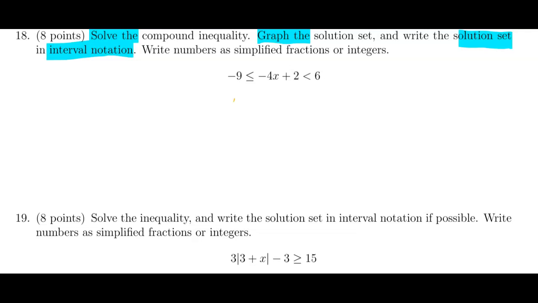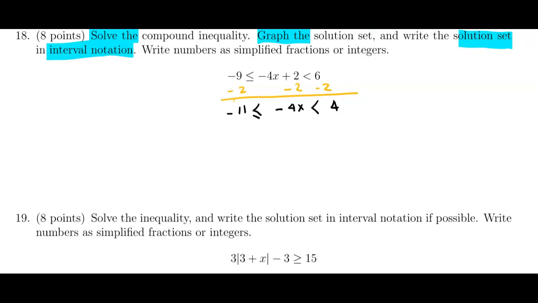So the first step is obviously to isolate the x's. We're going to use the traditional way, which is -2 here, -2 here, -2 here. You cannot move the -2 to one side or another, right? So you have to subtract 2 from all of them. So this is going to be -11. The inequality stays as it is. This is 4x, and this is going to be a 4.